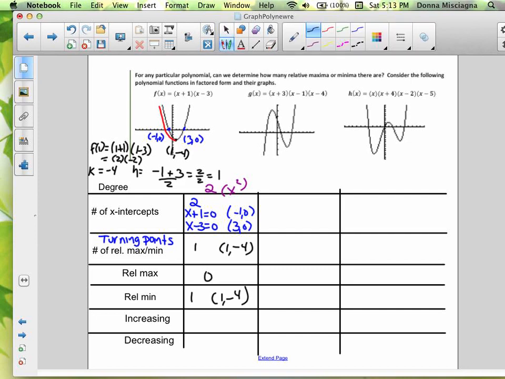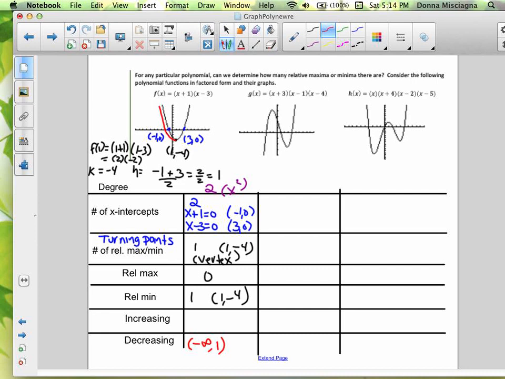It's called a vertex on a parabola. It's not going to be called a vertex on the other ones. And so that's where we turn around. It's the x-coordinate that gives us the where. So we're decreasing from -infinity to 1.